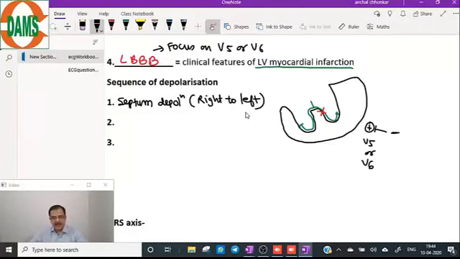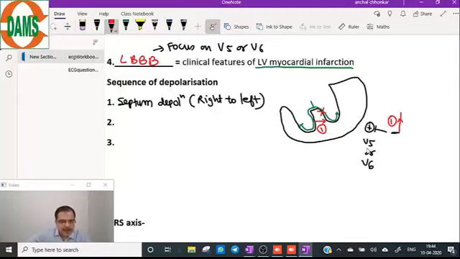So there will be a septal depolarization, and it will be from right to left. So this will be the first vector, like this. Number one, right to left. So this vector will produce a positive deflection in V5, V6, which should have been a negative deflection, but is now a positive deflection. So here we will get to see this deflection. Positive deflection. Now what will happen?